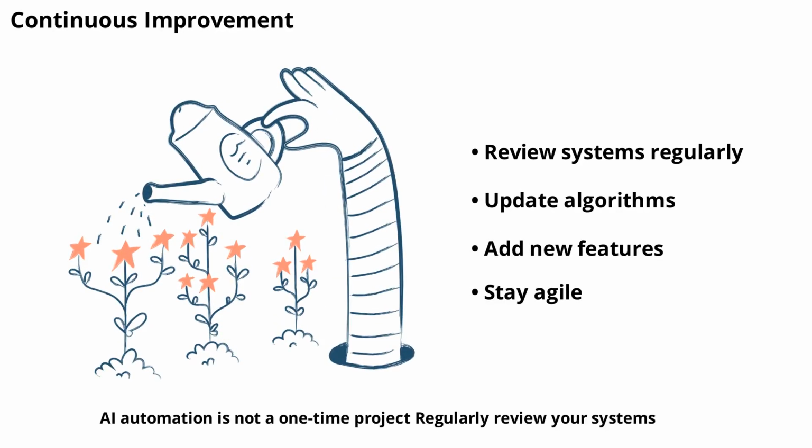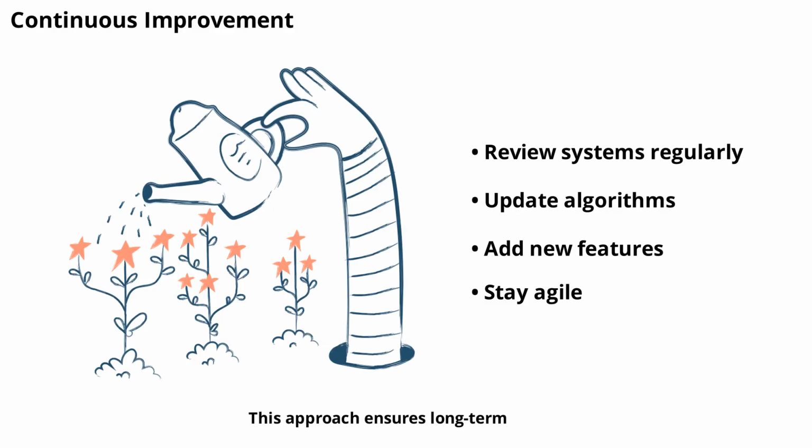AI automation is not a one-time project. Regularly review your systems, update algorithms, and incorporate new features as technology evolves. Encourage a mindset of continuous improvement to keep your business agile and responsive to changing needs. This approach ensures long-term value from your automation investments.